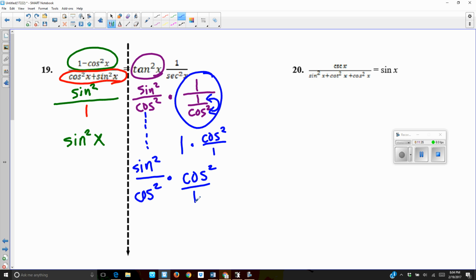Again, we're multiplying, so we don't need a common denominator. So the cosine squareds quickly cancel out, and we're done with our proof. The right side and the left side are equivalent.